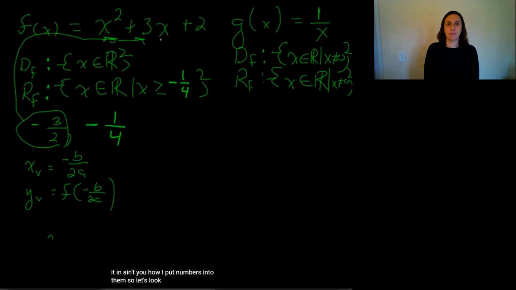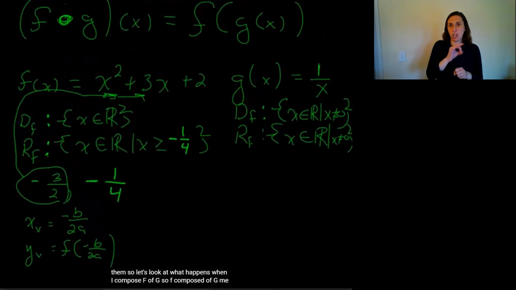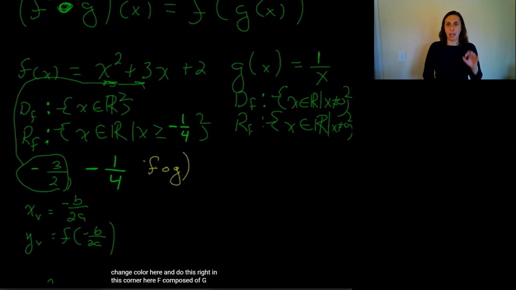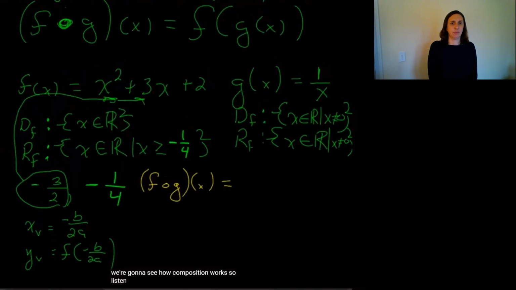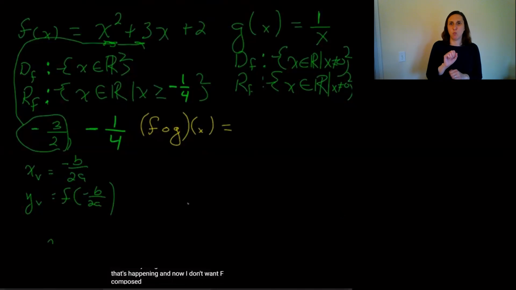So let's look at what happens when I compose f of g. So f composed of g. I'm going to change color here and do this right in this corner. F composed of g. And we're going to see how composition works. So I'm going to listen to everything about the domain that's happening. And now I want f composed of g.